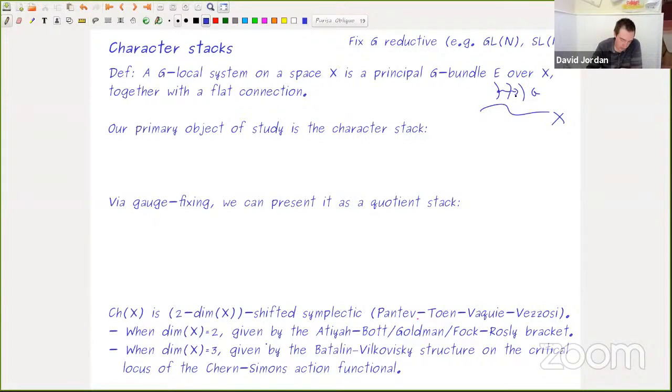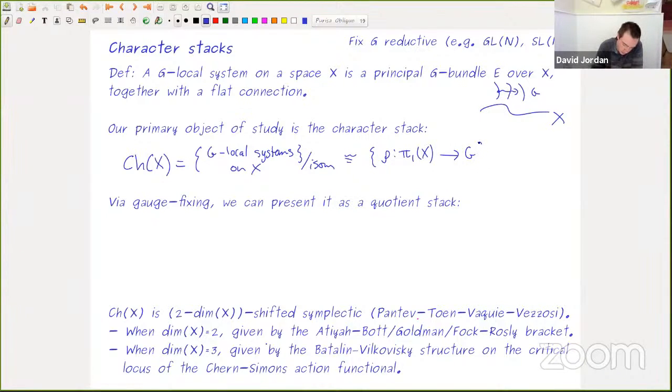And so the primary object of study that we want to consider is the moduli space of these things. It's denoted like this, the character stack of X. I'll suppress the dependence on G. So this is the moduli space of G local systems on X up to isomorphism. And it's not too hard to convince yourself that this is the same as studying simply homomorphisms from pi 1 of X into G at some base point, up to the conjugation action by G.